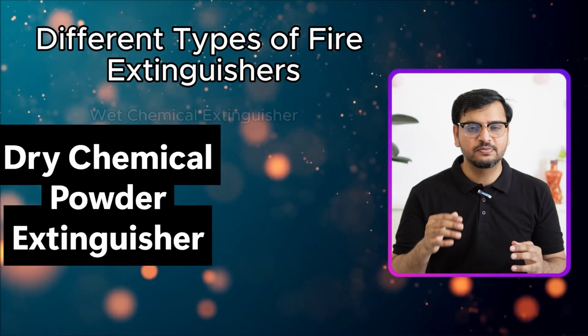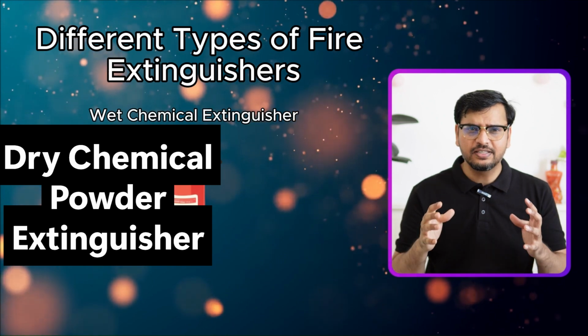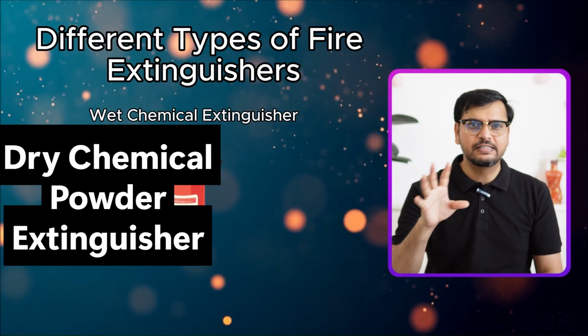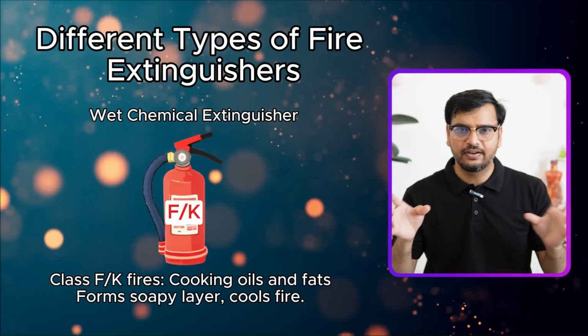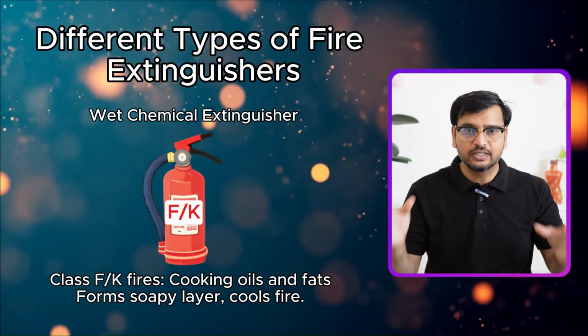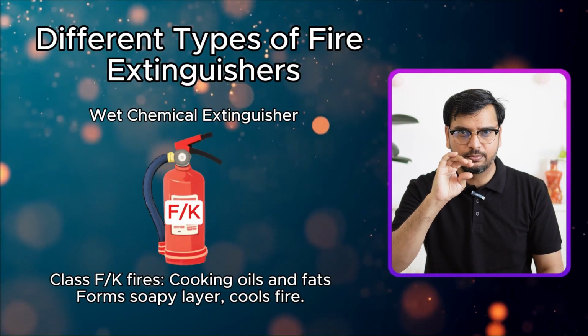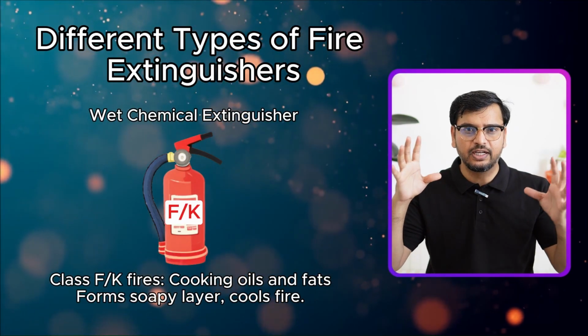And the next one is wet chemical extinguisher. This extinguisher is specifically designed for cooking oil and fat fires, like class F and K. They work by forming a thick soapy layer on the surface of burning oil, cooling it down and preventing reignition.